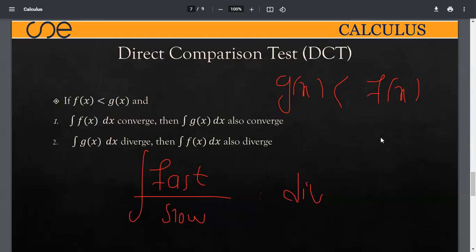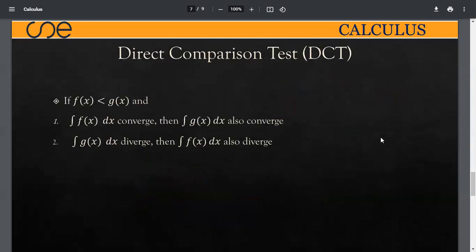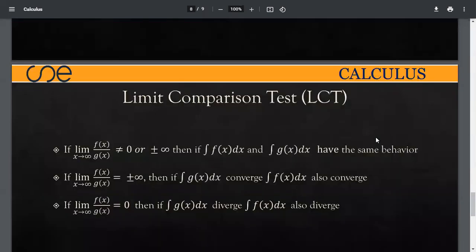And this way, g of x better be divergent, then the function f of x is greater than a divergent function. And this way, I can use the direct comparison test to guess the behavior of my improper integral. So this is all about the direct comparison test. We need to focus on how to know what function I need to compare my initial function to, and the concept behind this test.